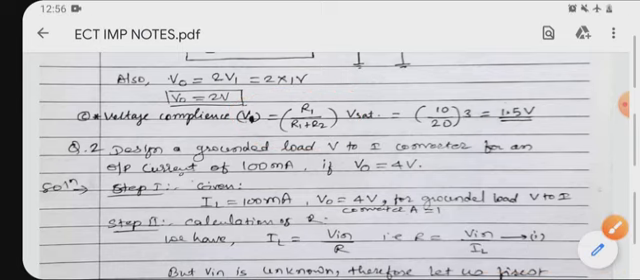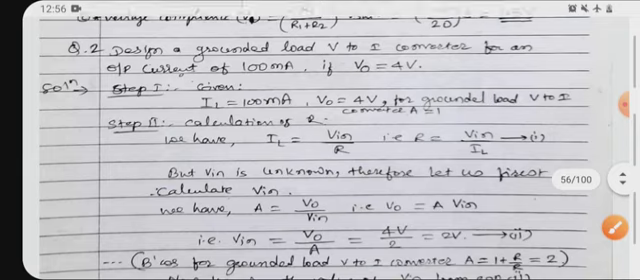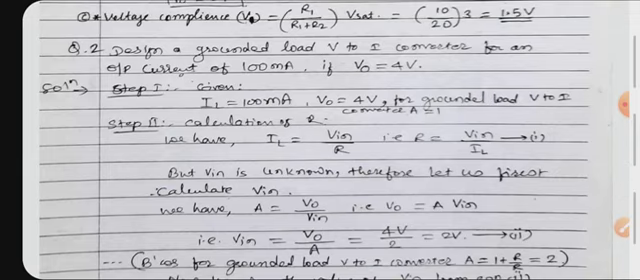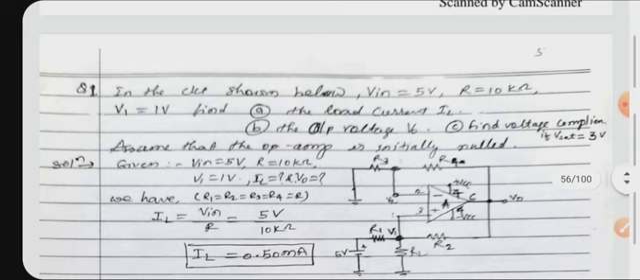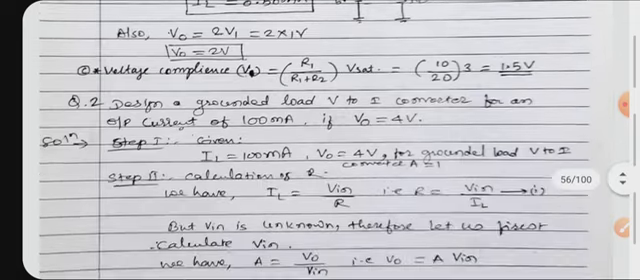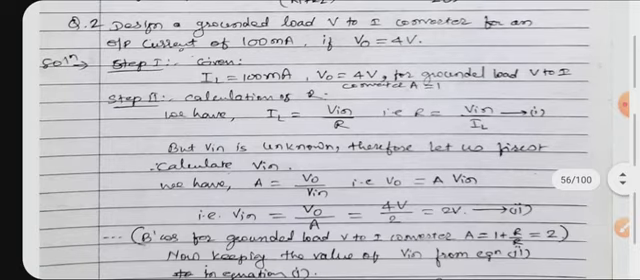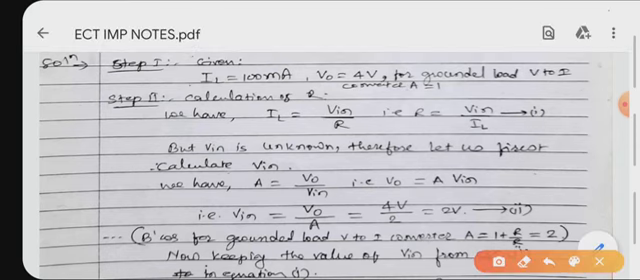Next one, design a grounded load V2I converter for an output current of 100 milliampere. In the previous problem it was asked in the circuit shown below. The circuit was given, the circuit was a grounded load circuit. Here in the problem it is mentioned to design a grounded load V2I converter for an output current of 100 milliampere if VO is equal to 4 volt. So IL is given, VO is given, right? Then for a grounded load V2I converter, gain is equal to 1.